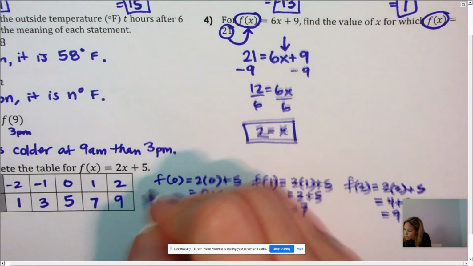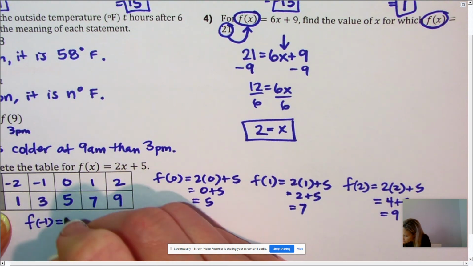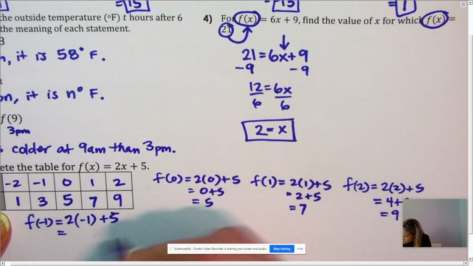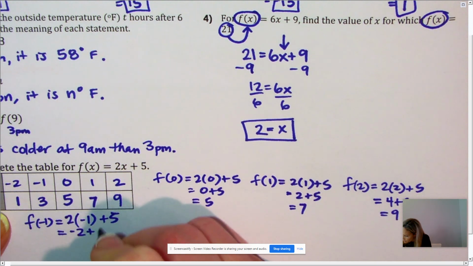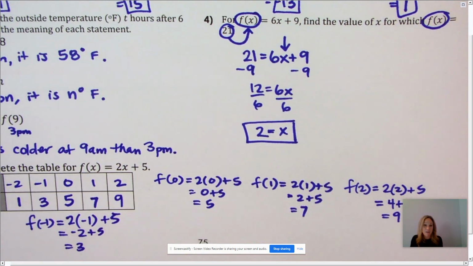Like if I wanted to, I'll go ahead and show you for this -1. f of -1 equals 2 times -1 plus 5. Well, 2 times -1 is -2. -2 plus 5 is 3. So that's what I got using the pattern.